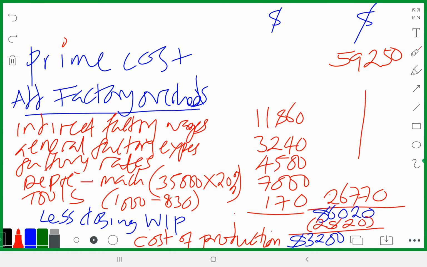Since you want to write purchases, this business is not involved in the purchasing of goods and services. It just purchases the raw materials. So on that part where you add the purchases, you're not going to add the net purchases. No, you're going to add the cost of production.